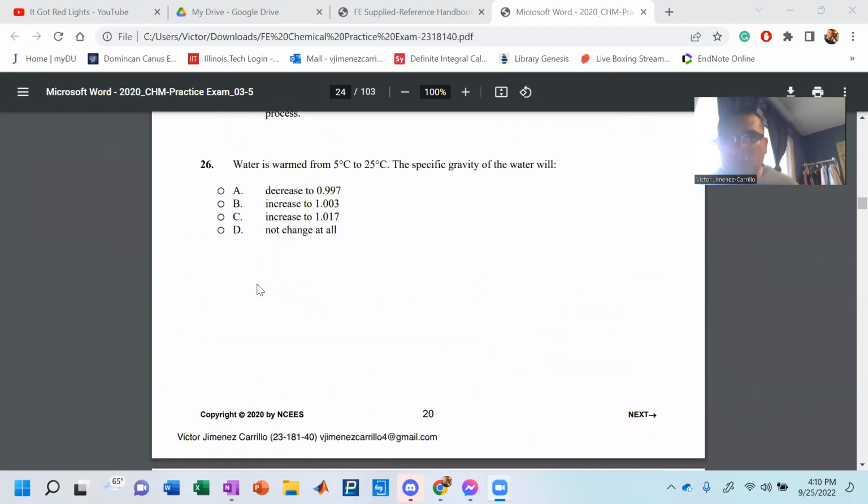So 26 is warm water at 25 Celsius, the specific gravity of water. What does it do? Well, the specific gravity is calculated by the density of the new temperature versus the density of the reference temperature. So you go into the reference manual and you just get the densities of the water at those different temperatures. You type it in. I am not going through the book. That should be something easy.